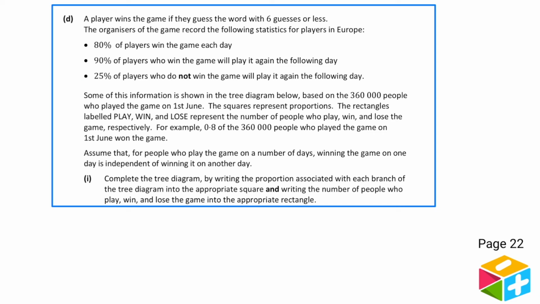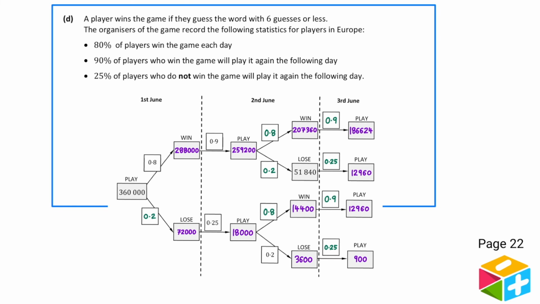We must use this information to fill out the provided tree diagram. We're given a written description of the tree diagram, but I'll skip over it here because most of it is visually clear from the diagram itself. In our diagram, we're told that 360,000 people played the game on the 1st of June. Each of these players either won or lost the game, and this is the first split in our diagram.